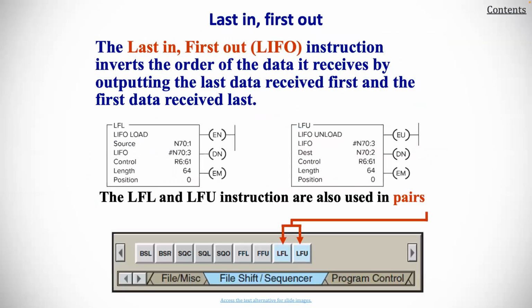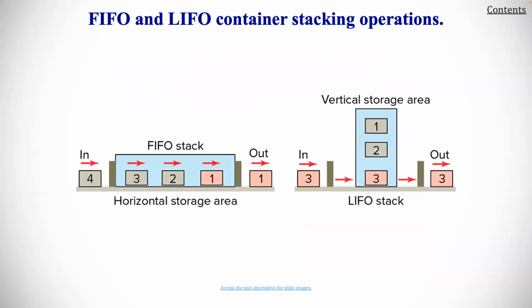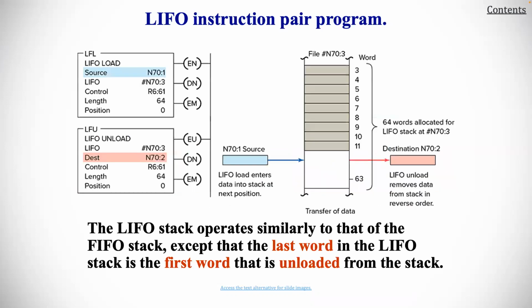The last in, first out, LIFO instruction inverts the order of the data it receives by outputting the last data received first and the first data received last. And then we have LFL and LFU, and these would be similar to the FFL and FFU, but in reverse order. This would be analogous to a queue or a line and how you have that. So you can be thinking of that. FIFO versus LIFO, you're getting an example of those two in picture form.